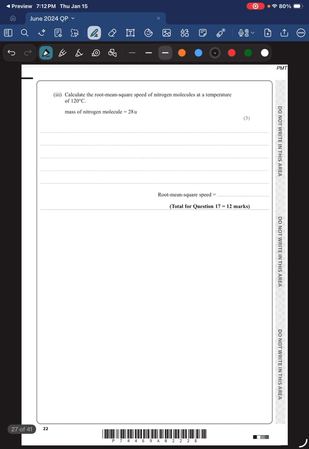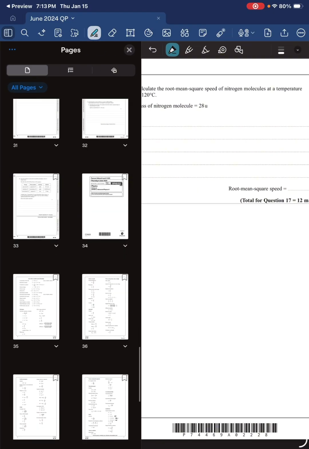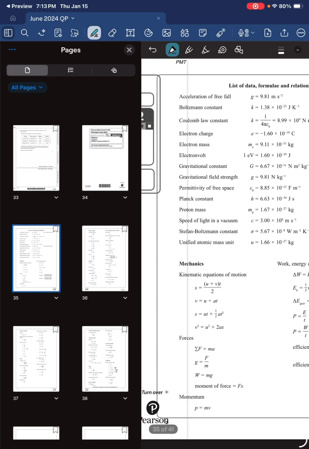So let's do part 3. Calculate the root mean squared speed of nitrogen molecules at a temperature of 120 degrees Celsius. And they give you the mass of a nitrogen molecule, which is 28 atomic mass units. And one atomic mass unit is 1.66 times 10 to the negative 27 kilograms. Do I remember it by heart? I do. Do you have to remember it by heart? No, but if you do, you're going to save those few seconds that it will take you to turn to the back of the paper and read this piece of information, okay?